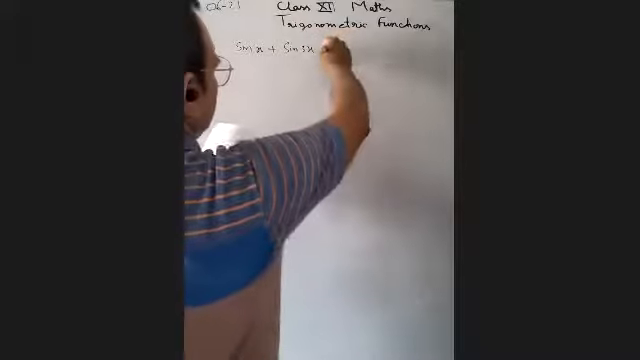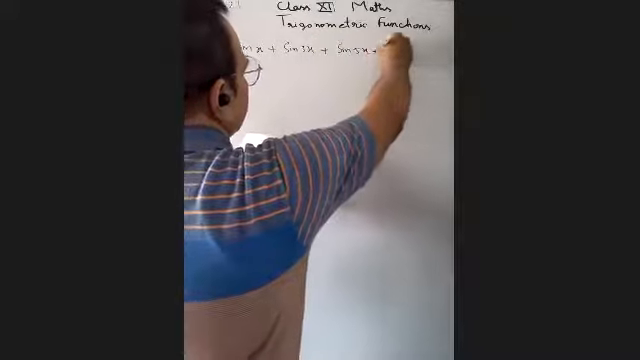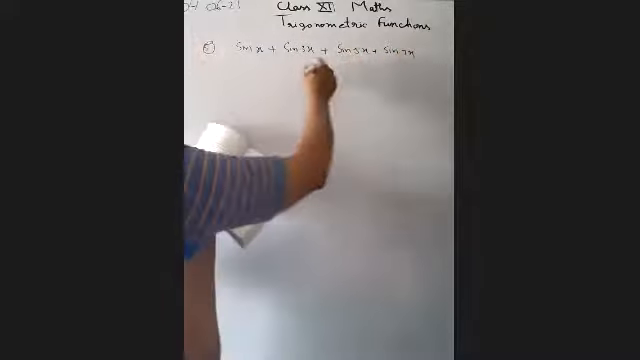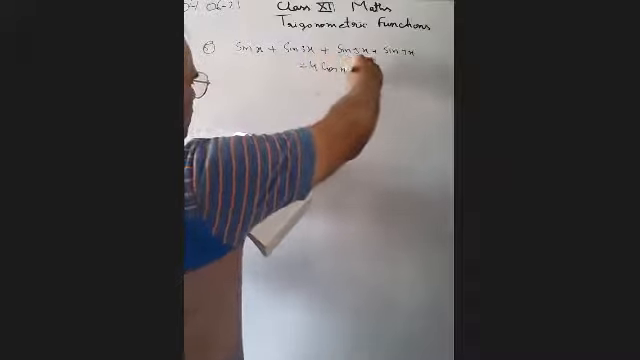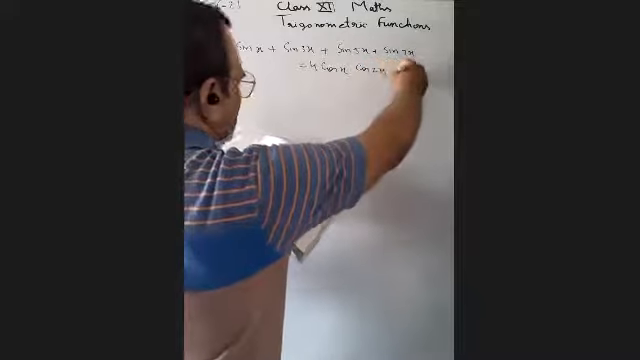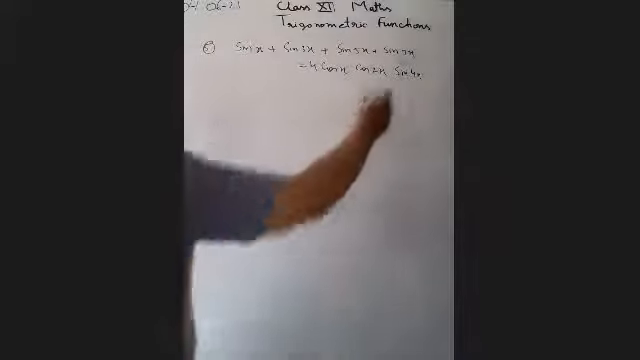Sin x plus sin 3x plus sin 5x plus sin 7x. We have to prove 4 cos x cos 2x and sin 4x. Just consider whatever we have to prove: sin 4x we have to bring.